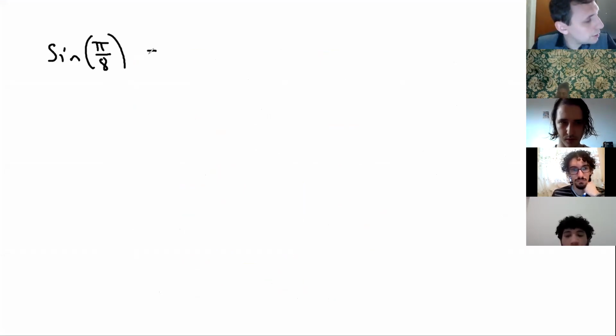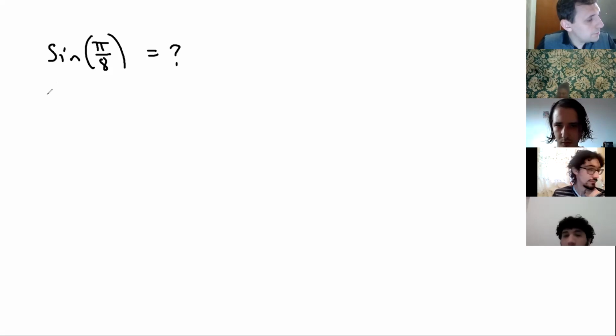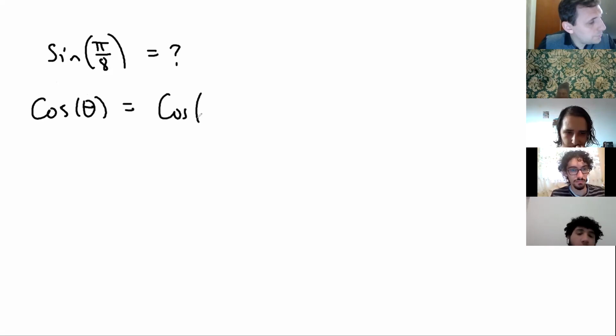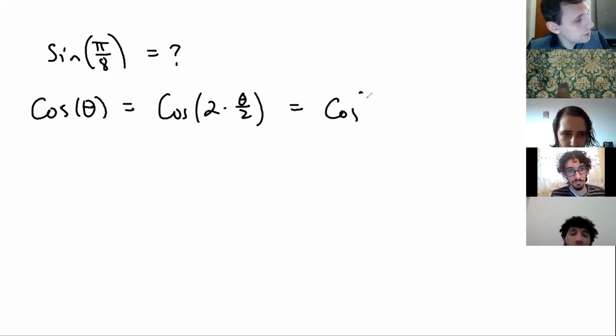What's sine of pi over 8 equal to? Again, guys, you see how we found the half angle formula? Simply like this. If I want to know what's cosine of theta, I can also write cosine of 2 times theta over 2, which is the same thing as cosine. It's a double angle, so it's cosine squared theta over 2 minus sine squared theta over 2.